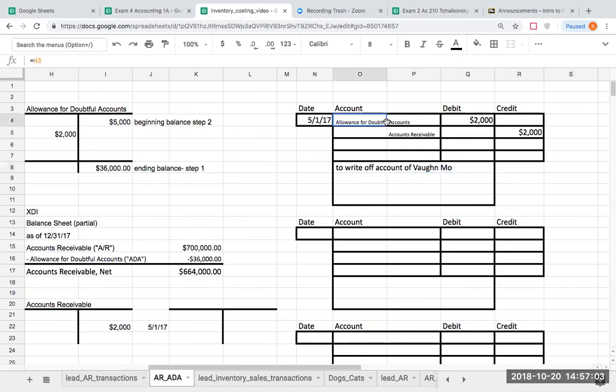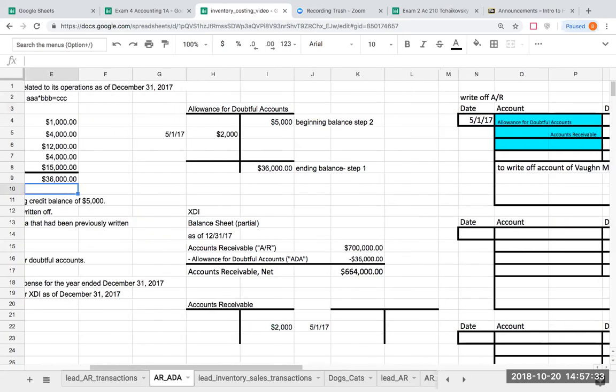Now notice here, this form of journal entry, similar to the ones we've been looking at for sales, will never change. When I'm writing off an accounts receivable, the form of journal entry, a debit to the allowance for doubtful accounts and a credit to accounts receivable, will never change. This is always how I handle this type of transaction.